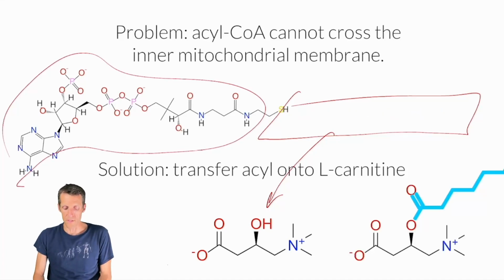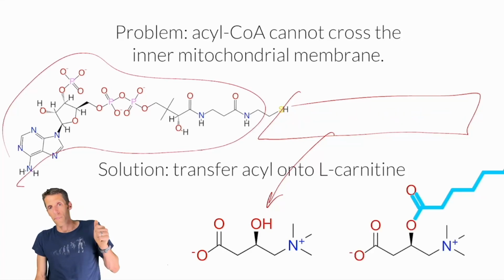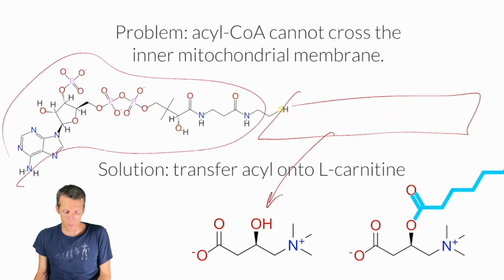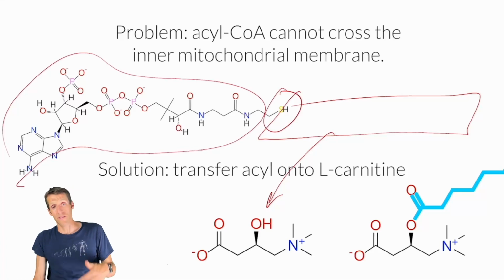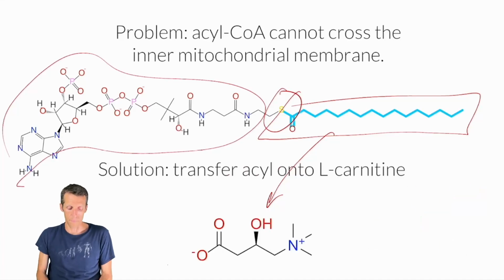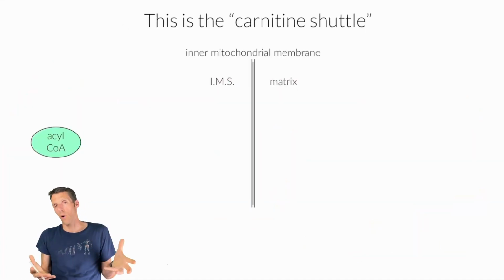I'm going to go back and forth a few times. We transfer that acyl onto that interior hydroxyl. The energy for this process actually comes from this high energy bond that we invested our ATPs into forming, right? So this is a thermodynamically favorable process. Okay, so this is known as the carnitine shuttle.